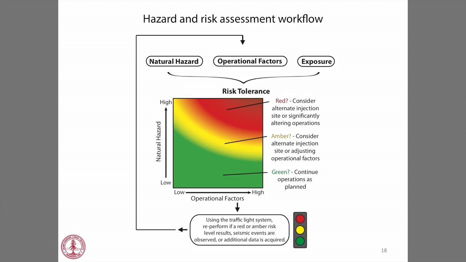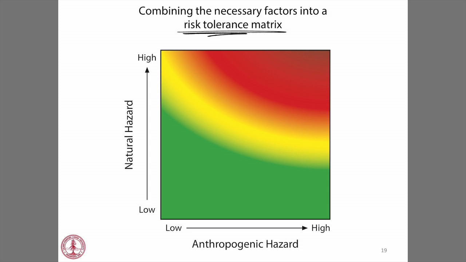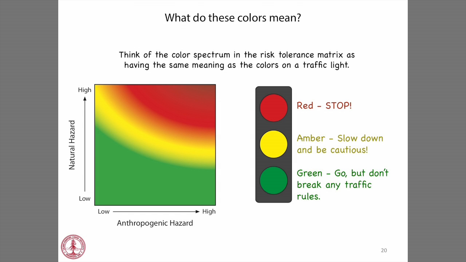Now back to our hazard and risk assessment workflow. So now that we've gone over the necessary factors that you need to consider, we want to start building this risk tolerance matrix, and this is the colored graph that you see here in the center. So bringing together all of these different factors, on the x-axis of this graph, we have the anthropogenic hazard, or the operational factors, and on the y-axis, we have the natural hazard. So what's important to think about here and understand is that the colors in this spectrum correspond to a traffic light system. So a traffic light system is a frequently used mitigation tool.